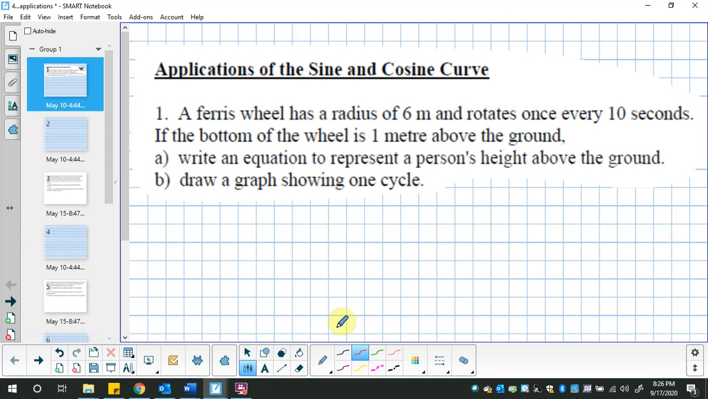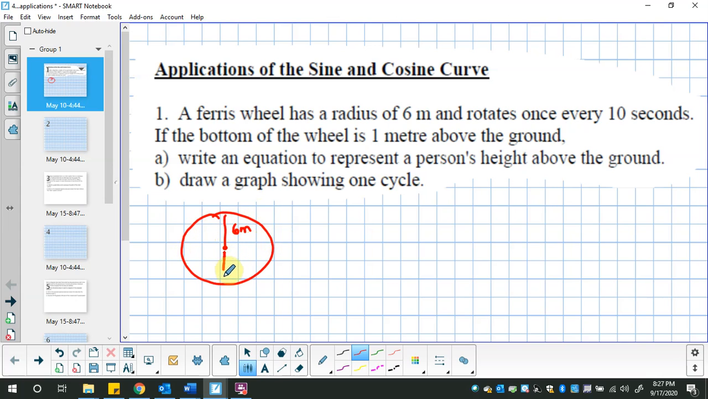So it says a Ferris wheel. So here's my Ferris wheel. And the Ferris wheel has a radius of 6. That means from the center to the outside is 6 meters. Now, I could have drawn that anywhere. I could have done it some diagonal. I could have done it straight out, in either direction. I could have done it down.